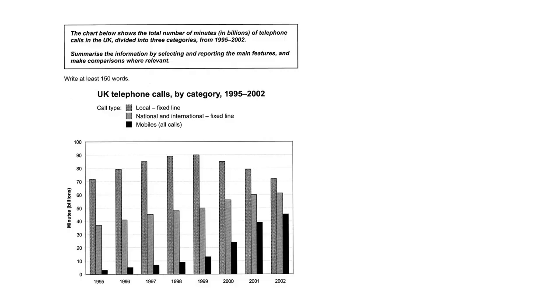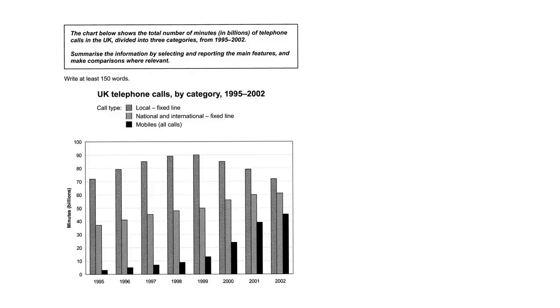Another thing you have to notice is that for mobile calls, what happened? They went up, and national and international fixed line, they also went up as well. So that's definitely a main feature, that those two went up. Now, I think what is also another main feature, in my personal opinion, is that mobile calls went up pretty steeply. They were really taking off at the end. That's arguable, but that's what I can see.